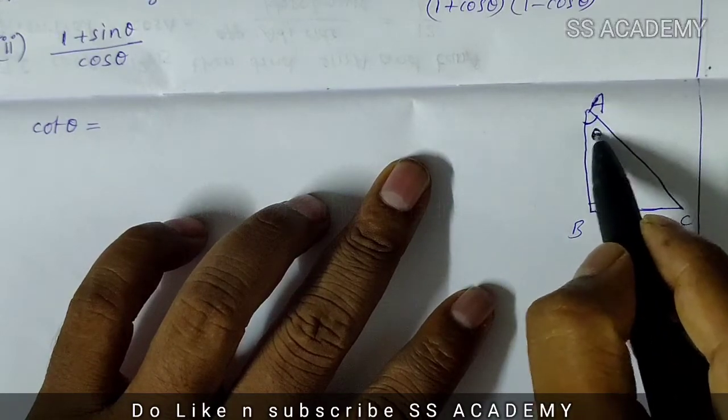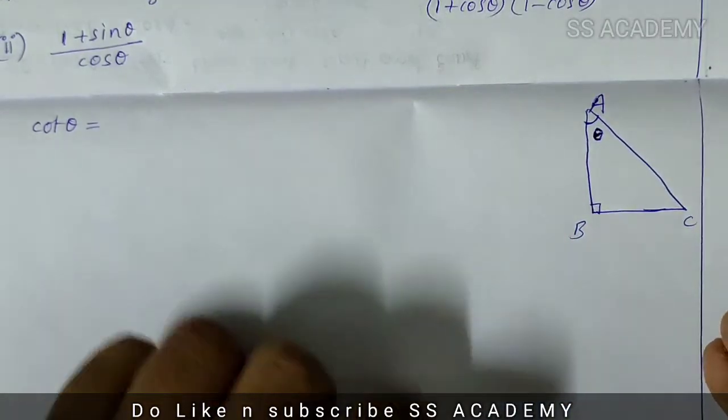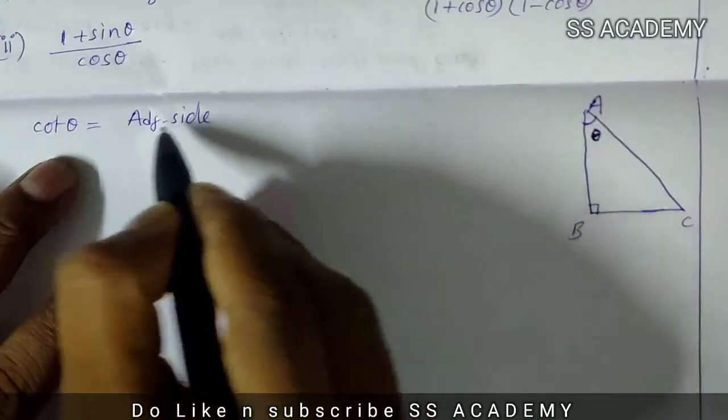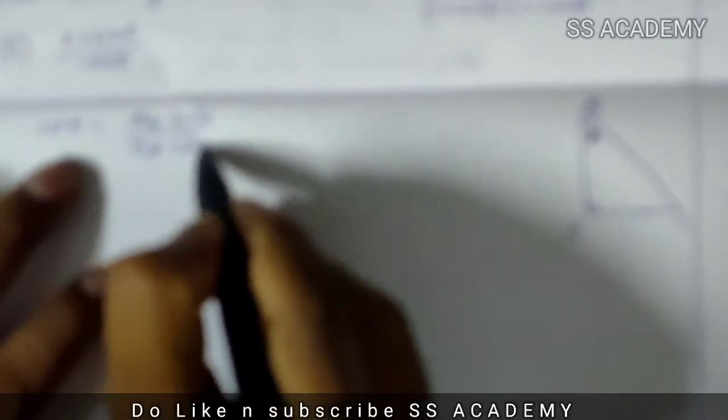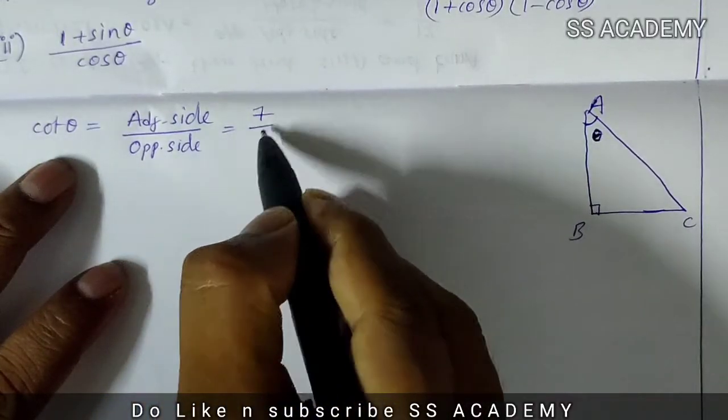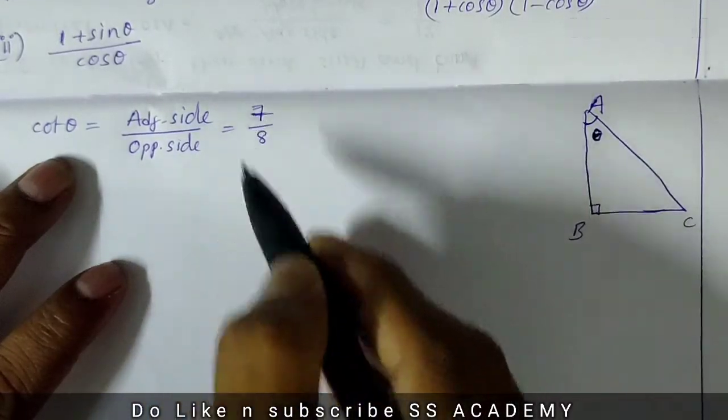Say this is angle theta. So for cot theta, the formula for cot theta is adjacent side by opposite side, which equals 7 by 8, which is given in the problem.